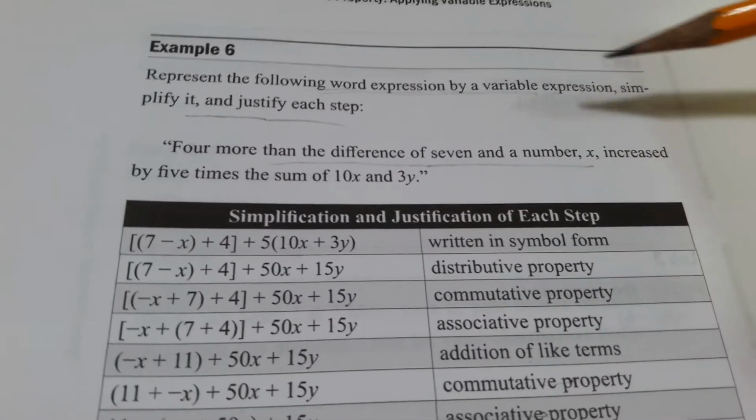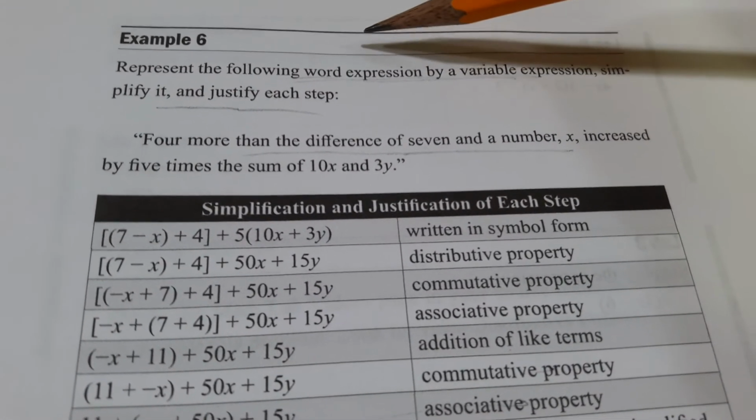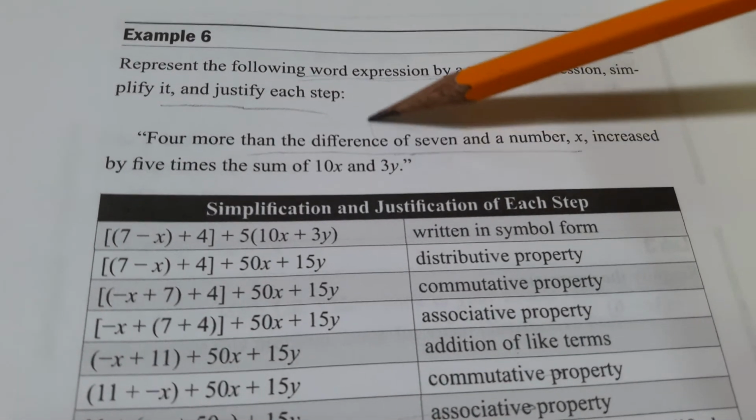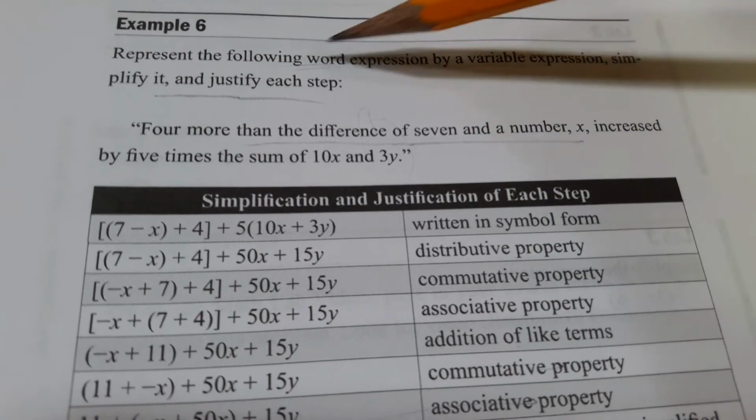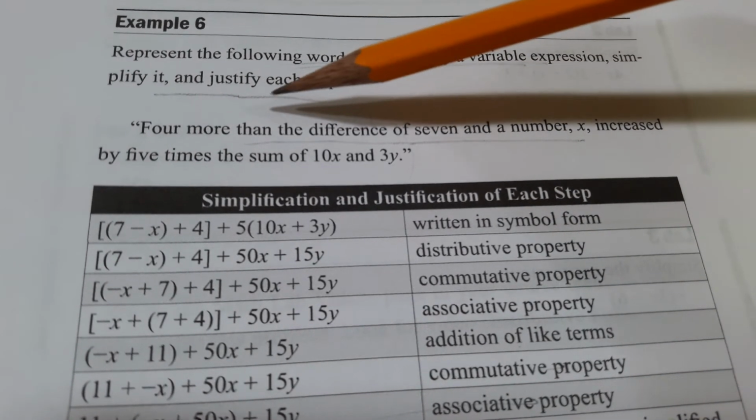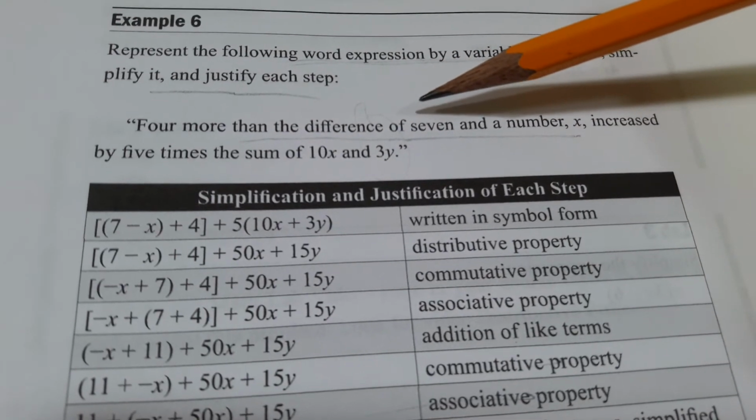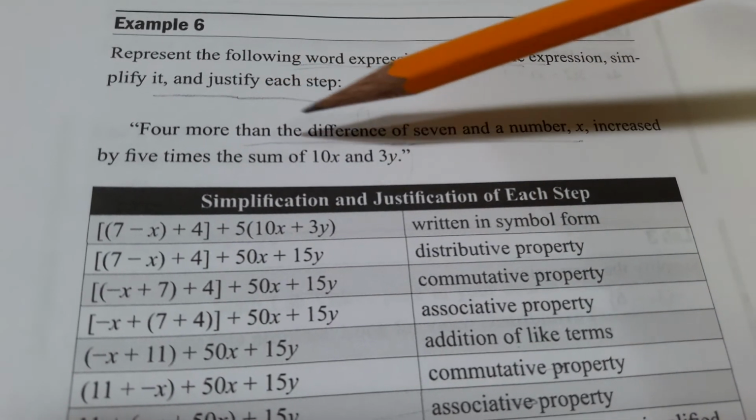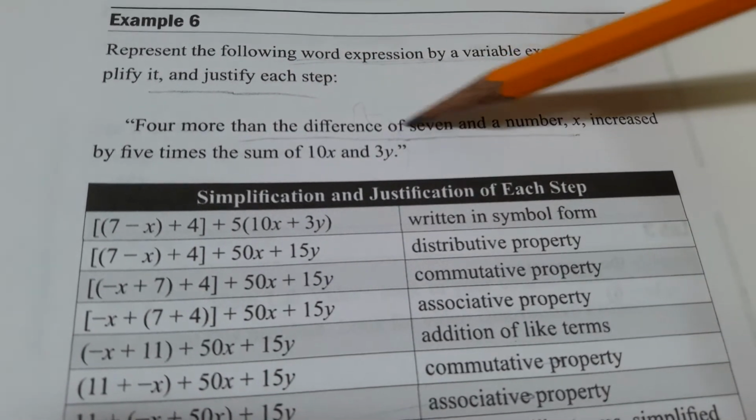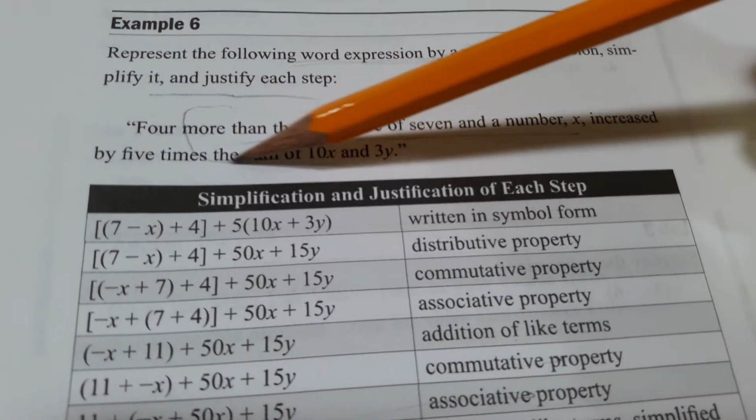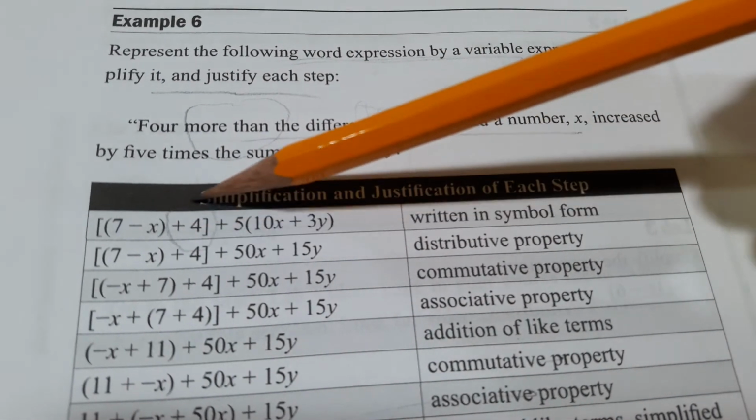And the last one here is kind of a weird thing, but it's saying there's a word expression, right? These sentences, which are hard to get at first. And you want to simplify it, justify each step. So for more than the sum of the difference. For more than the difference. So remember that when we have more than, it comes after whatever it follows, right? And more than is an addition. So here's that for more than right there.